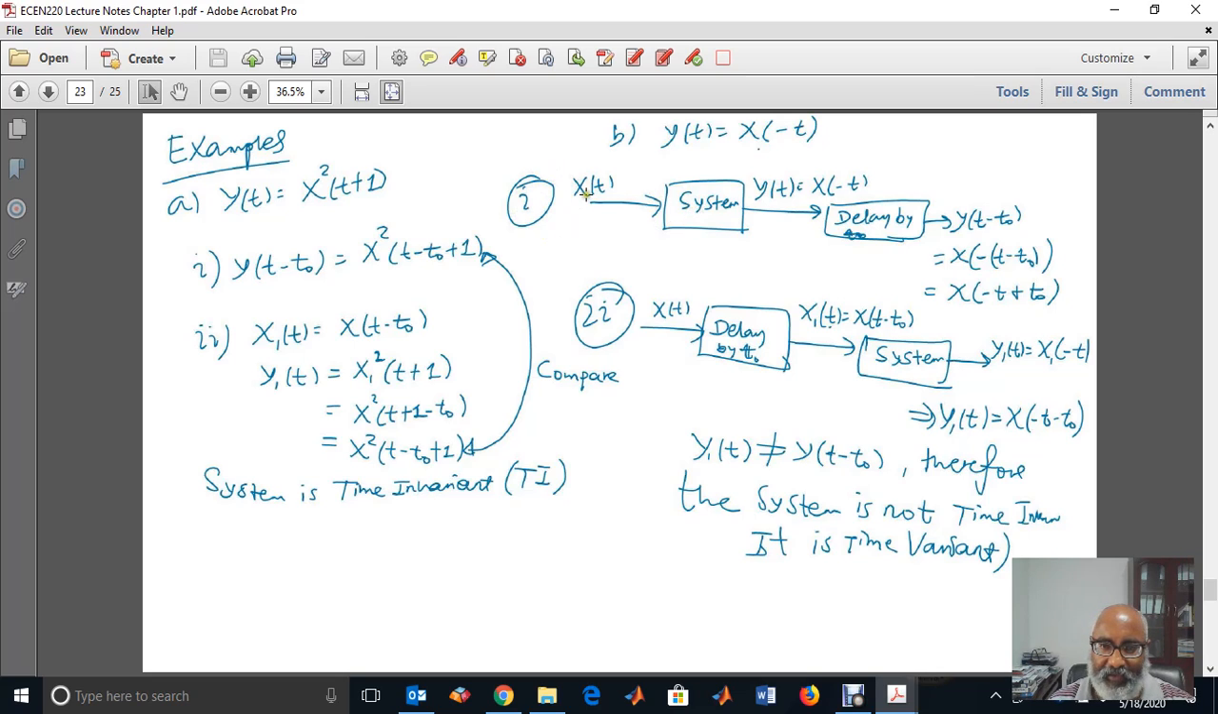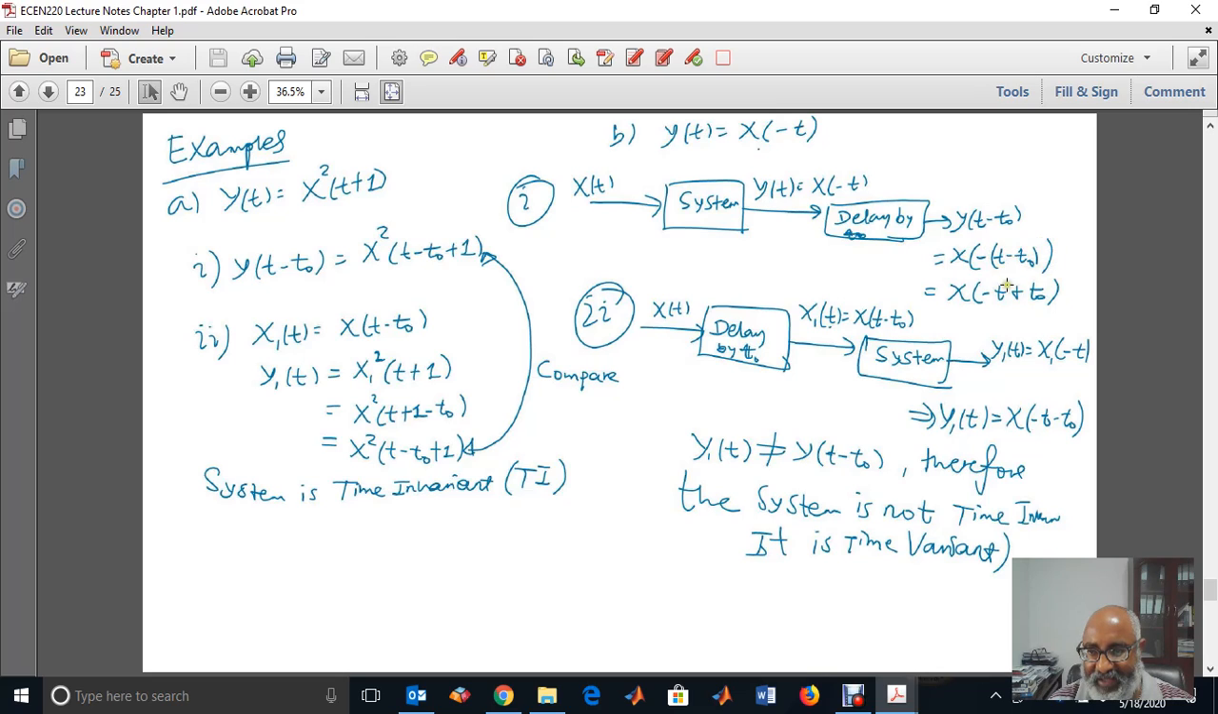Okay, let's do the first procedure. Input x of t passes through the system. I have y of t equals x of minus t. Now let's delay y of t. So t will become t minus t naught. So this t will change to t minus t naught. So x of minus of (t minus t naught).